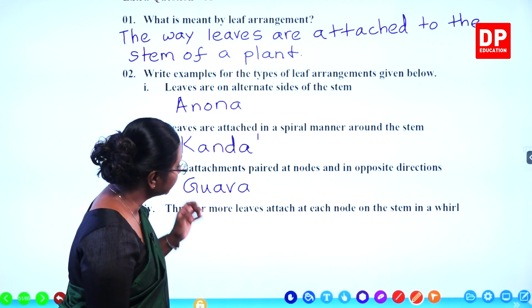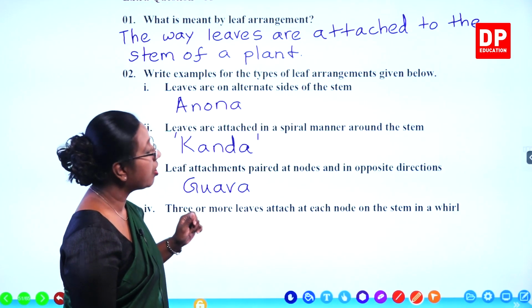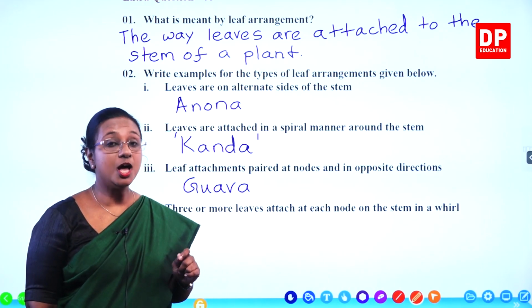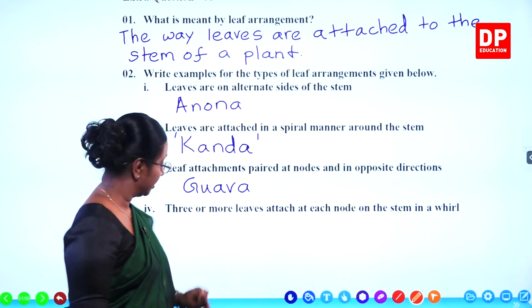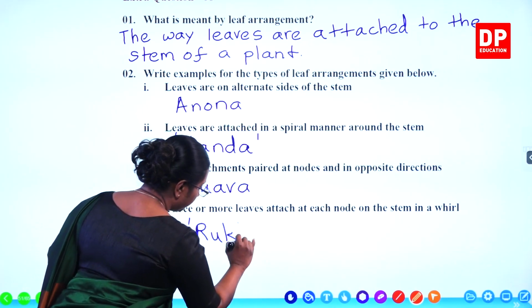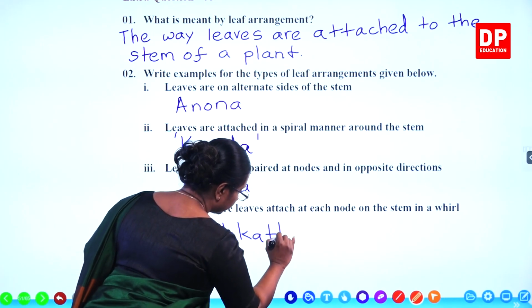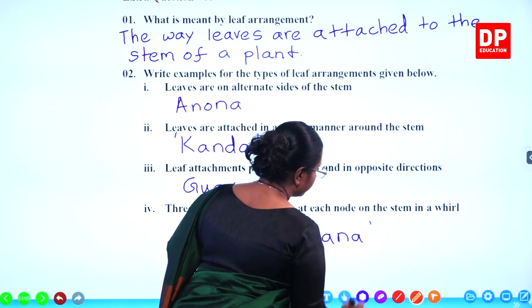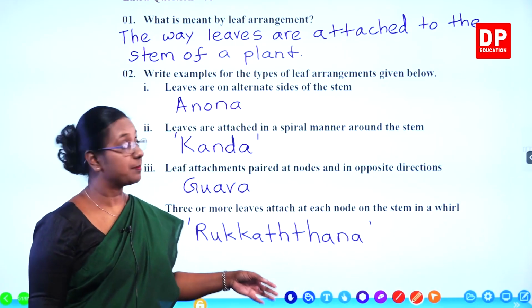Three or more leaves attach at each node on the stem in a whorl. What is the example? Rukhatana plant. So here we have to write it as Rukhatana. So those are the examples.